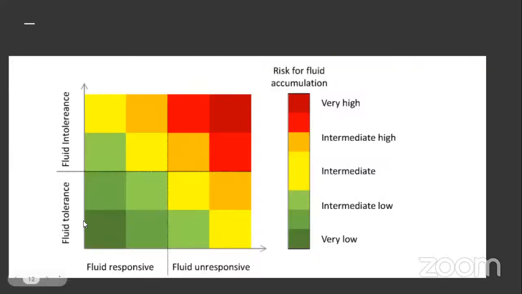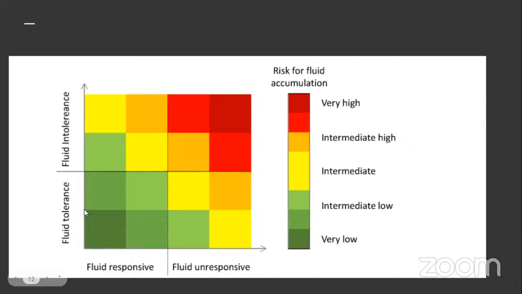Remember, fluid tolerance just means that if you put fluids in me, I will not die. That's what the patient's telling you. If you put more fluid in me, I won't die. I can tolerate it. Fluid responsiveness tells you that if you give me fluids, I might actually improve my cardiac output as well. So the two things must match for the patient to actually likely benefit from fluid.